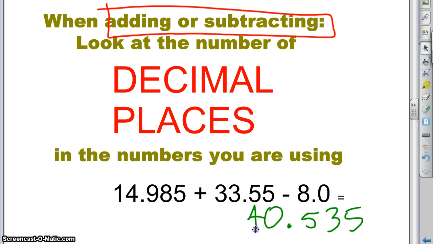I'm not saying that's the right final answer. I'm just saying that traditionally in your math class that would be the answer that your teacher would expect you to write. But we know that we need to round that answer to reflect the numbers that went into it.